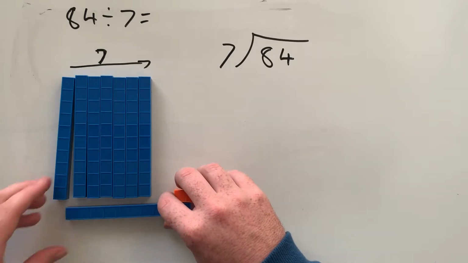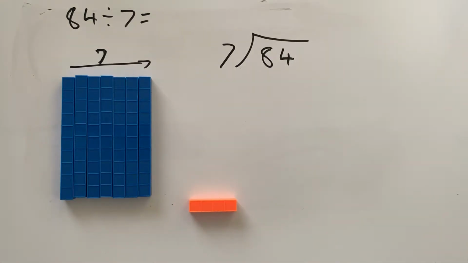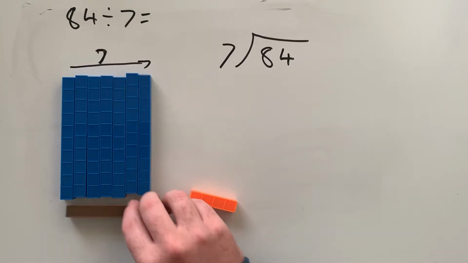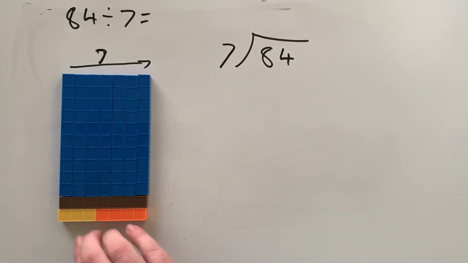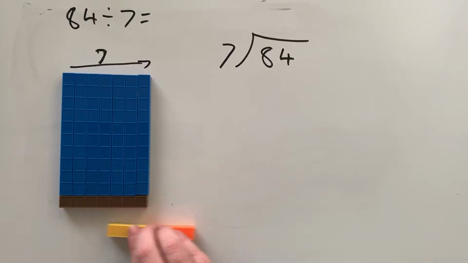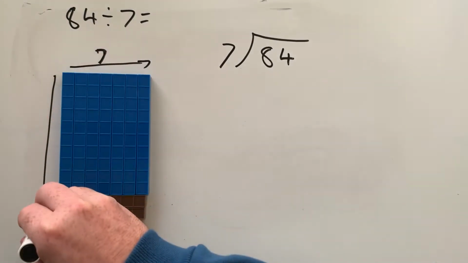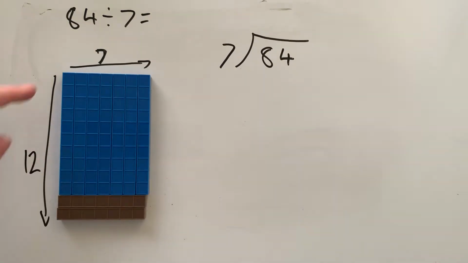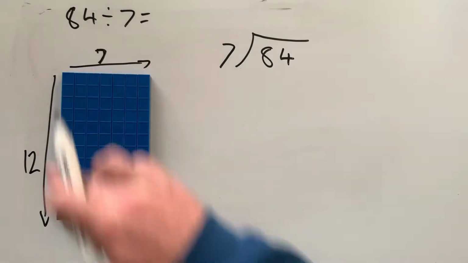And then I can share this equally. So I'll need to swap this over for a 7 and a 3. And what I might do just for these, I'll swap the 7 and the 3 over for another 7. Okay. And I count how many down I have built. I've built 12 down. 1, 2, 3, 4, 5, 6, 7, 8, 9, 10, 11, 12. So 84 divided by 7 equals 12.